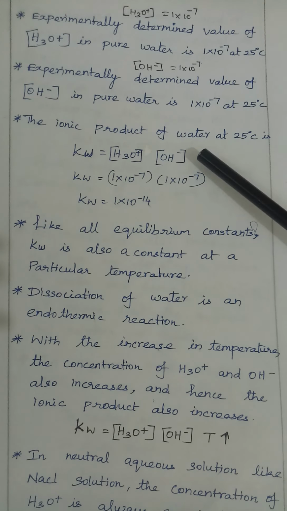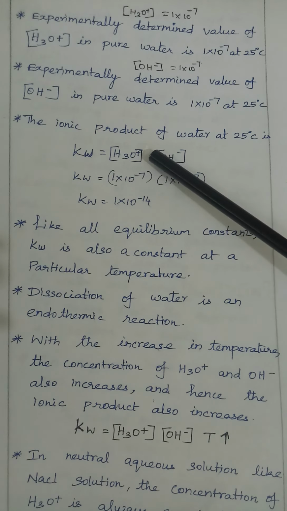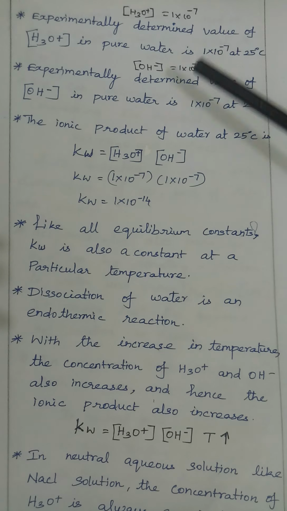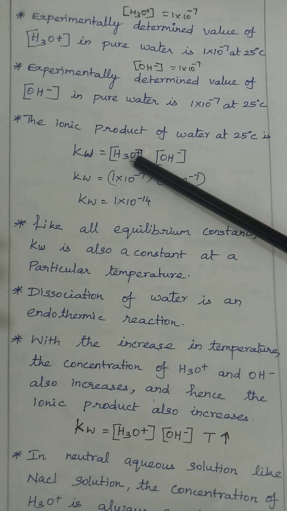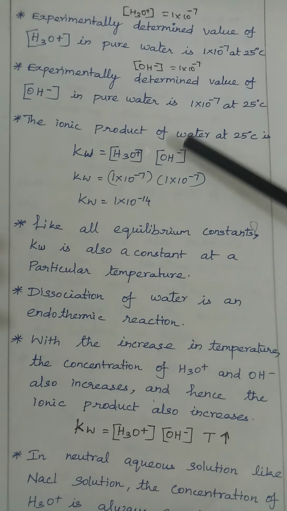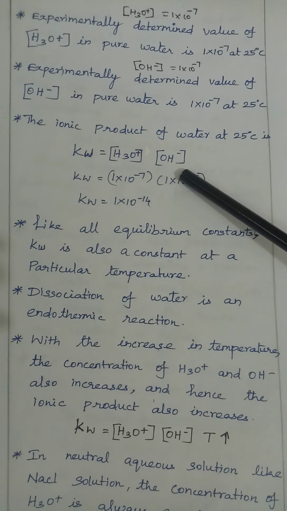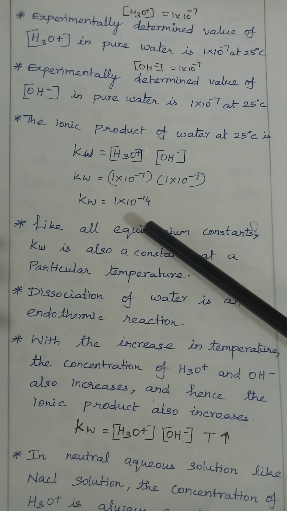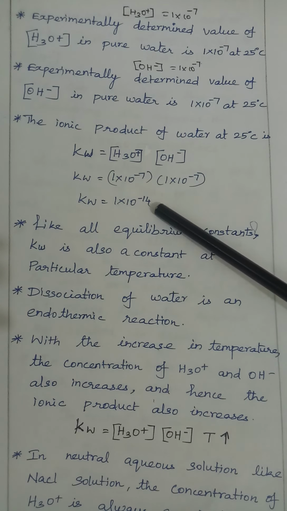What is the ionic product? Kw equals H3O+ concentration times OH- ion concentration. This is the ionic product of water. So these values are applied in the formula. H3O+ is replaced by 1 into 10 power minus 7. OH- ion is replaced by 1 into 10 power minus 7. After substituting these values, we get 1 into 10 power minus 14. That is the ionic product of water. What is the value of the ionic product of water? 1 into 10 power minus 14.